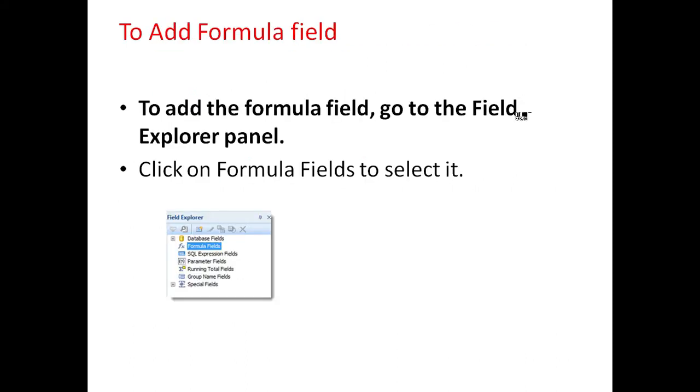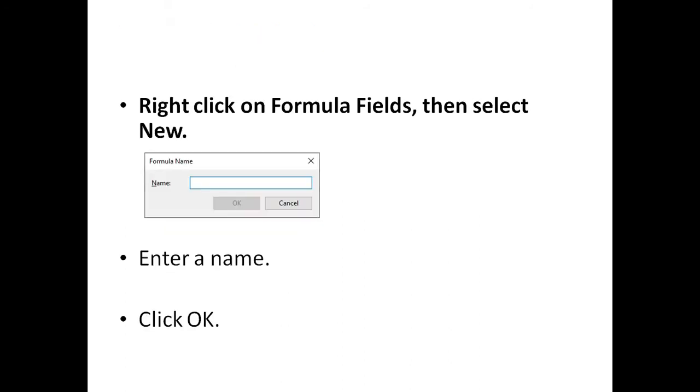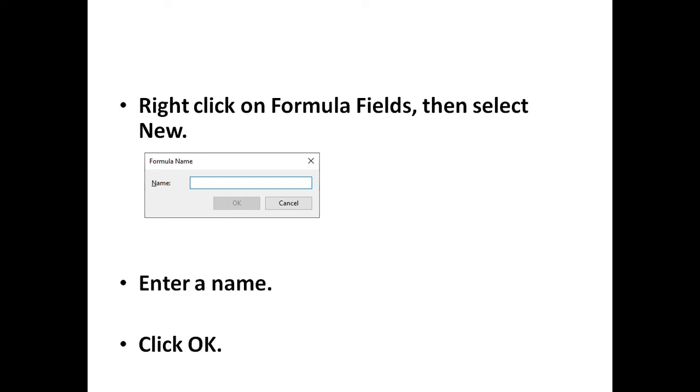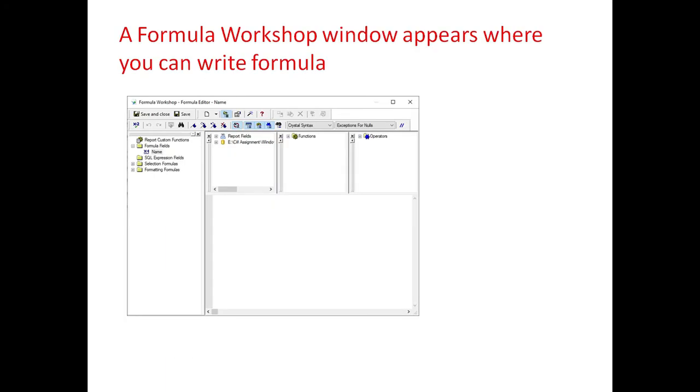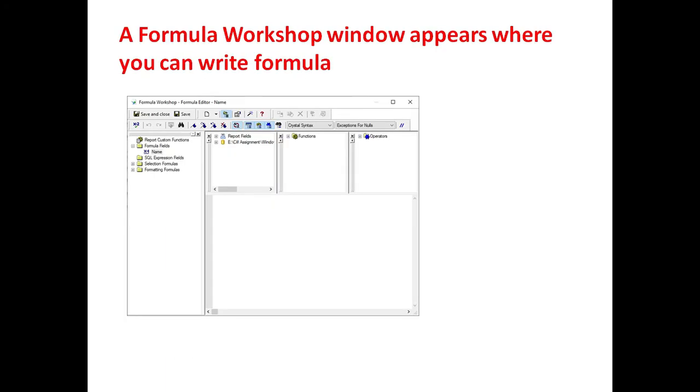To add a formula field, go to the Field Explorer panel and then click on Formula Fields to select it. Then right click on Formula Fields and select New, then enter a name and click OK. A formula workshop window appears where you can write a formula.